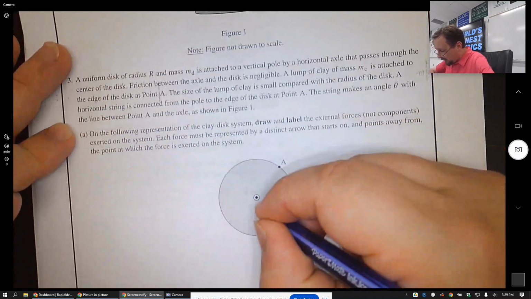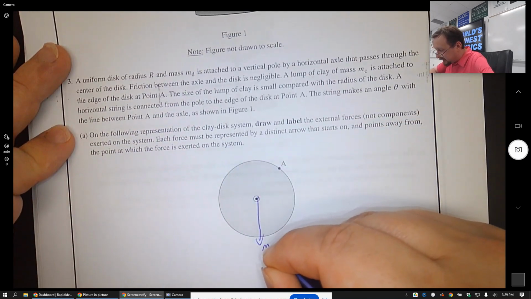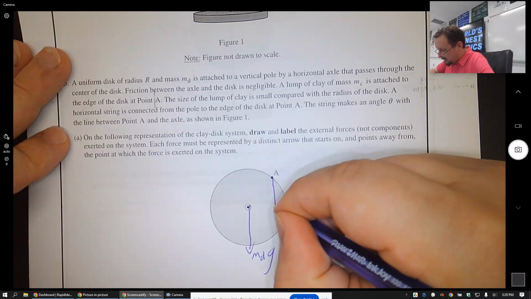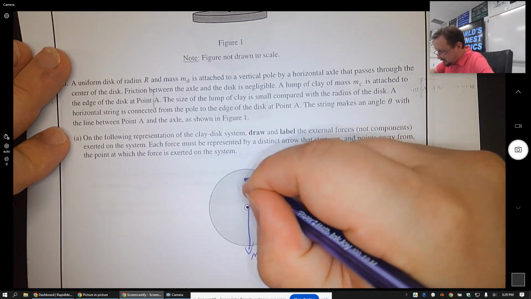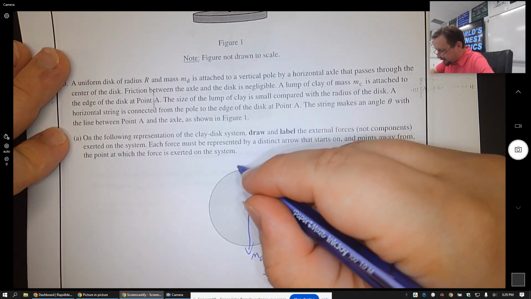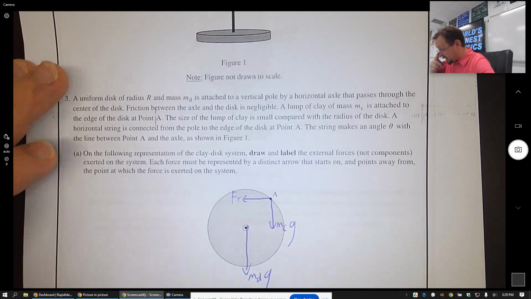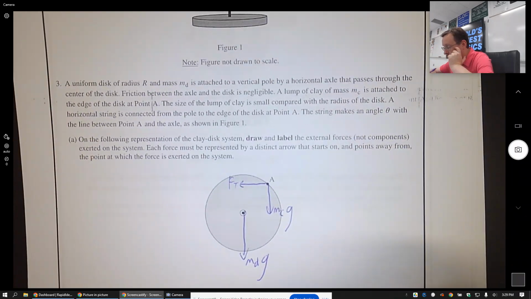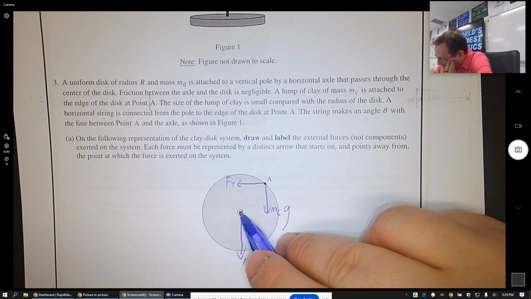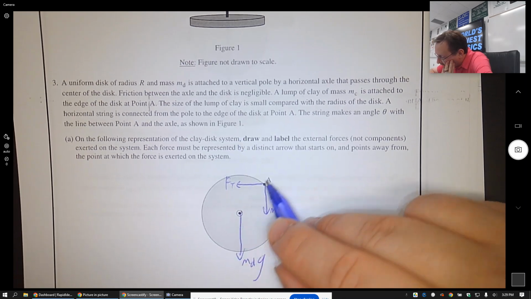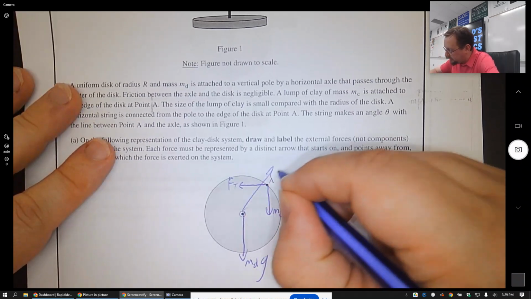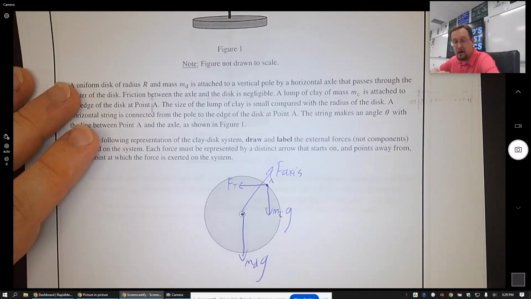All right. Well, mass of disc times g, mass of clay times g. There's the string, so force tension. And then now I have to think about the axis force. So once again, the axis is going to want to push up to cancel out these down forces, and the axis is going to want to push right to cancel out the left force. So there's your F axis right there. All right, that's my story, and I'm sticking to it.